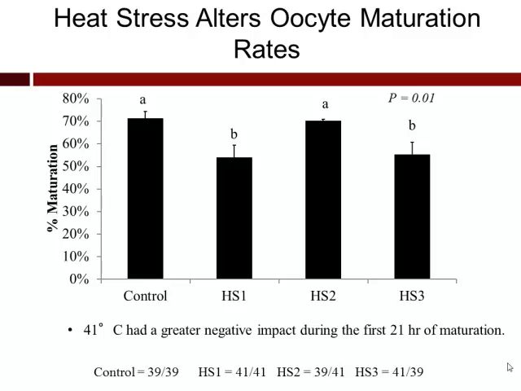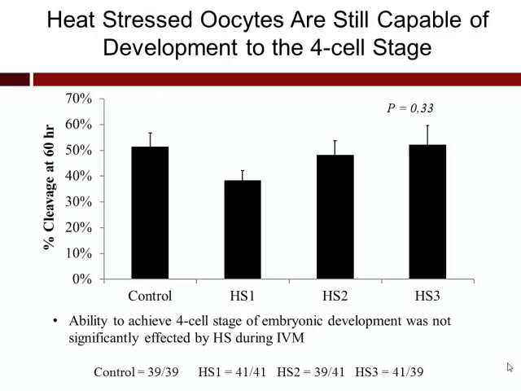So not only did it compromise their ability to mature normally, but we also took those and did in vitro fertilization with them and looked at their ability to develop to the 4-cell stage. And that's kind of a developmental threshold during pig embryonic development. And we didn't see an effect of whether or not those oocytes were heat stressed; we didn't see a suppressed ability to develop to the 4-cell stage of development. But what we did see is an effect on their ability to develop to a blastocyst.